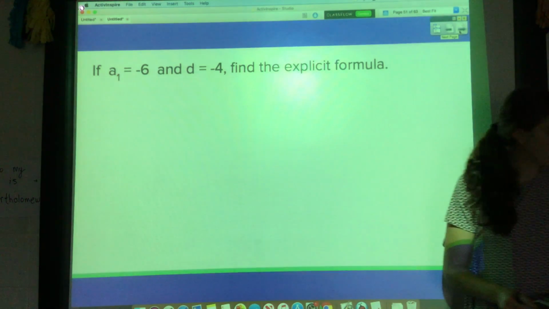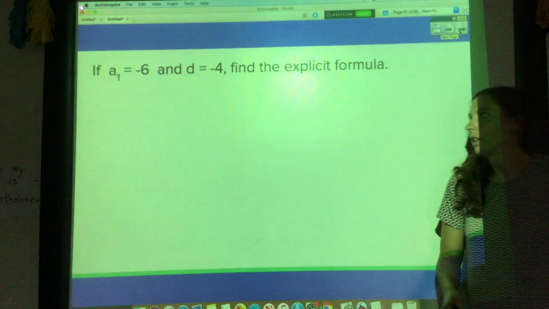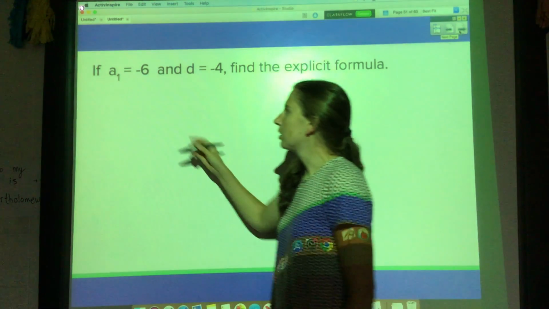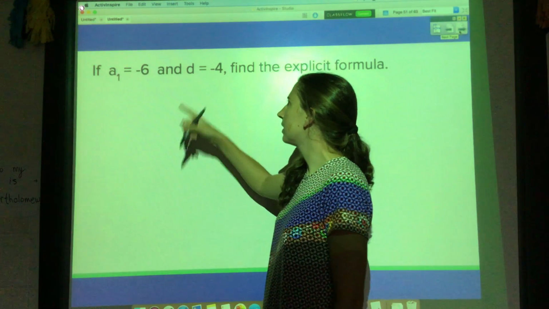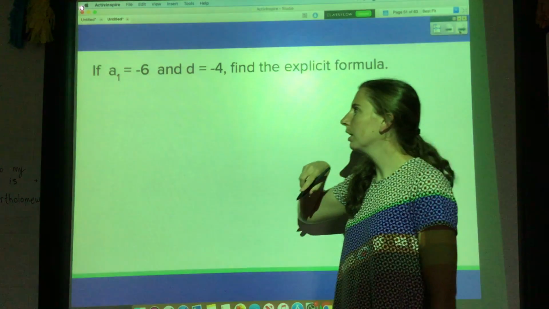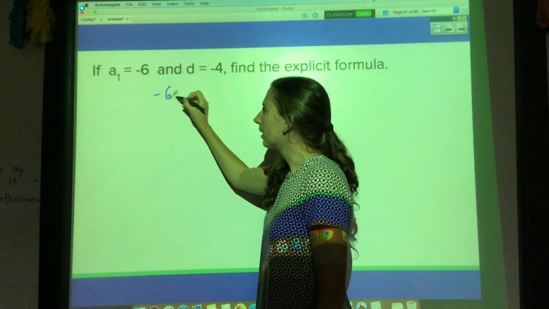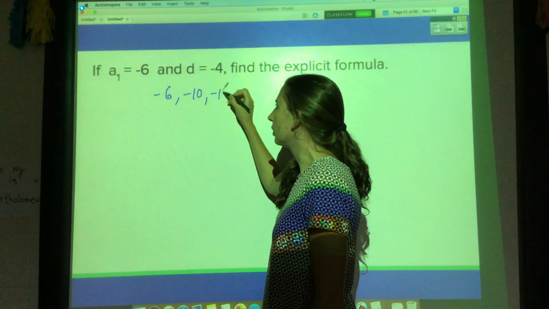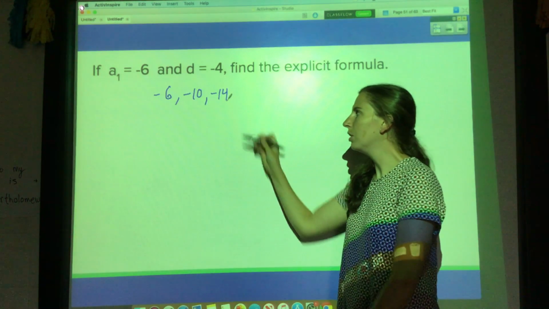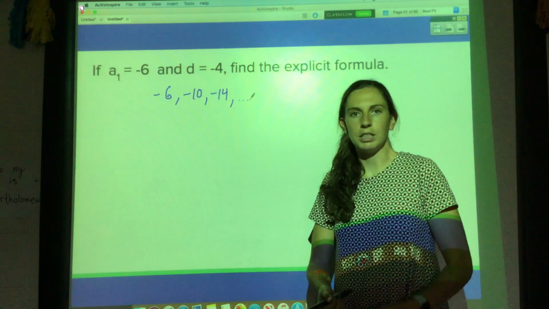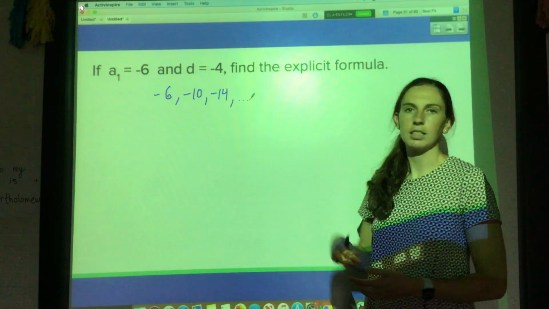And this one I want to actually write an explicit formula for this function. So it gives me my first term, negative 6, and the common difference, negative 4. So like this sequence would be negative 6, negative 10, negative 14. We did this in a previous example, but in that case we did a recursive formula. Now we're going to do an explicit formula.